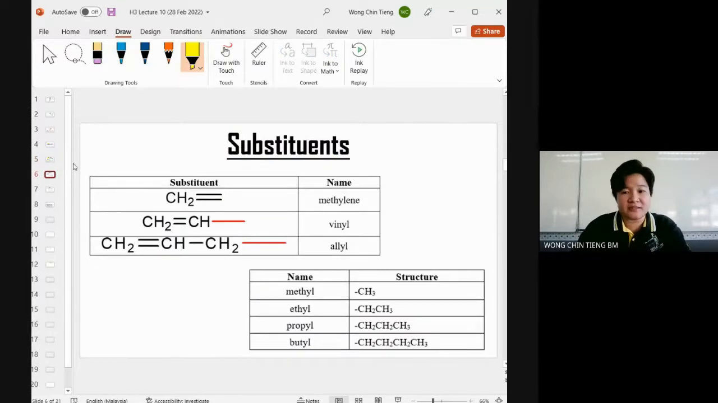So substituents are the same, substituents for carbon single bond, your methyl, ethyl, propyl, butyl, all these are standard. Only when a double bond becomes a substituent, the name is a bit different. The ones you commonly meet are just 3. If it's a 1 carbon, it's a methylene. If it's a 2 carbon, then it will be your vinyl. If it's a 3 carbon, then it will be your allyl. Alright, these 3 rarely come out but can come out.